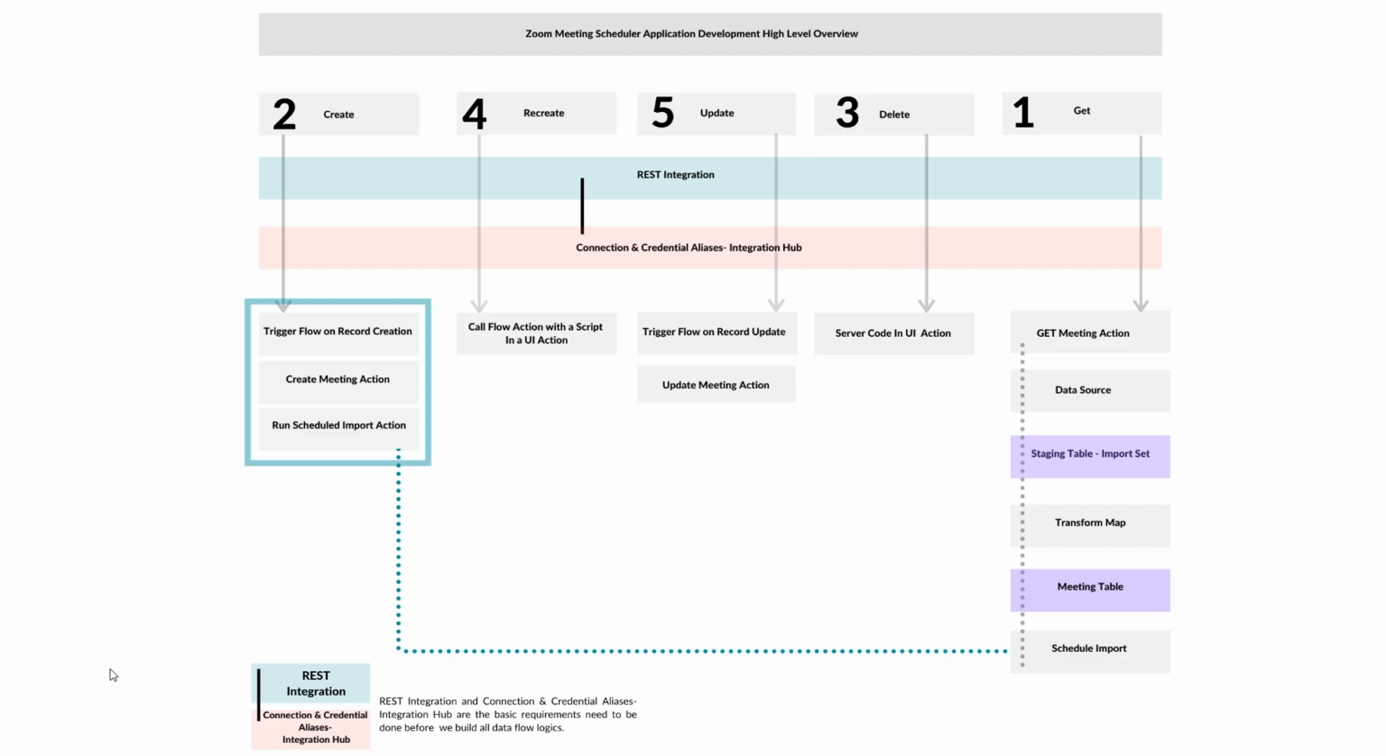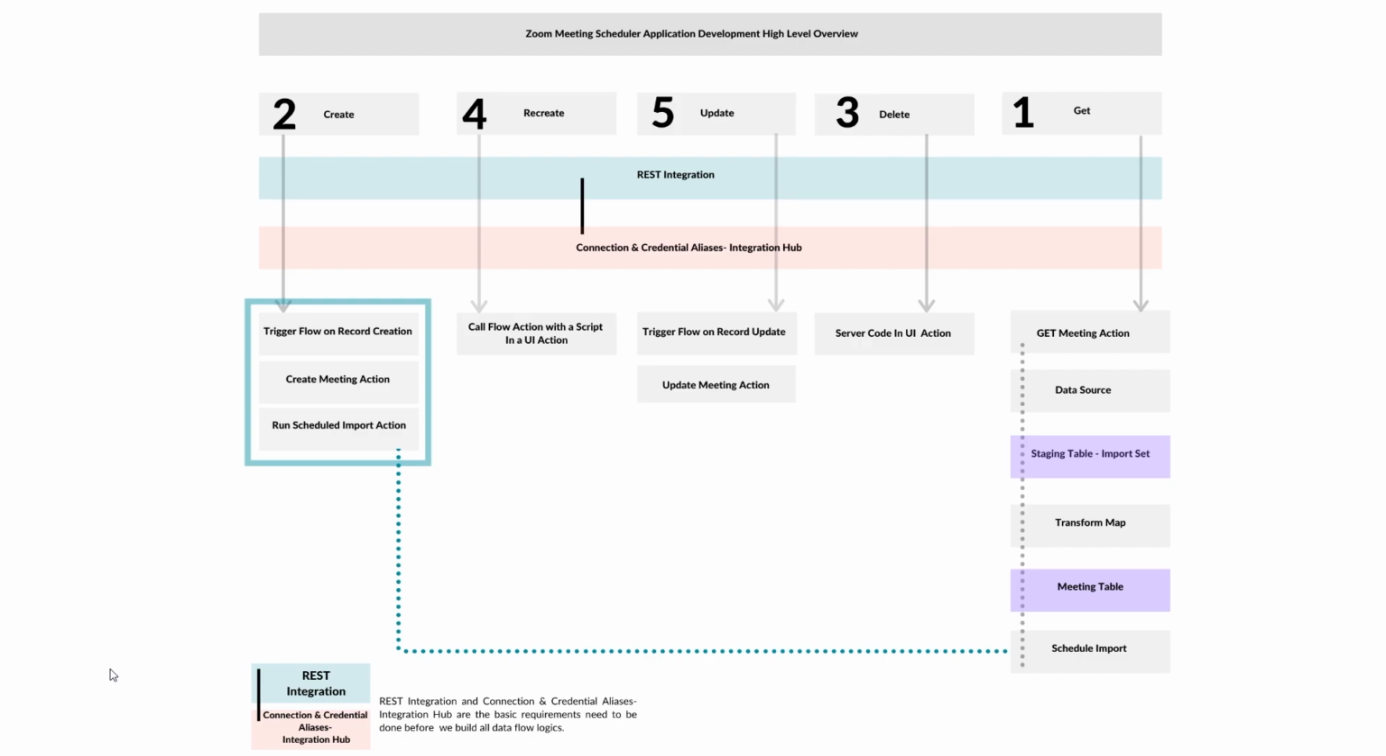For updating a meeting, whenever a record is updated in the meeting table, we can trigger a flow. We use Flow Designer here, and in our flow we're going to have an update meeting action, basically a REST request, which is going to update the meeting. So this is the big picture of the application, and it is important to have such a view before you get started with the application.